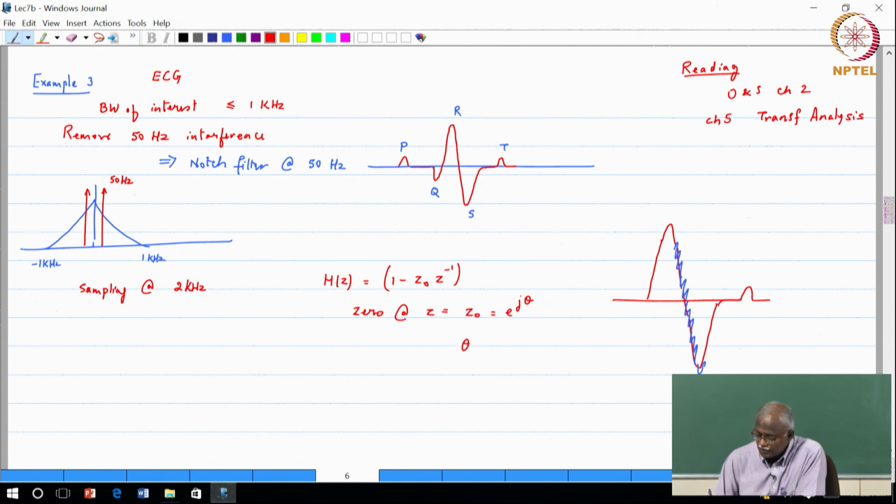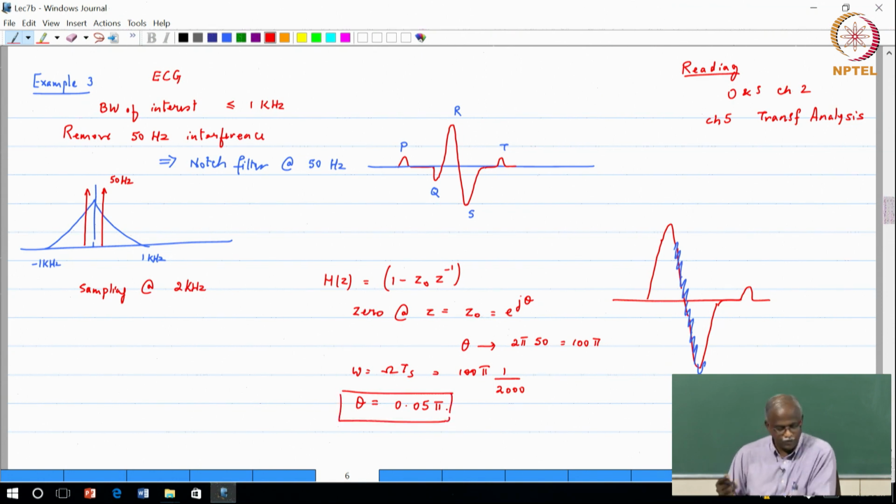Theta corresponds to the 0 location, which must correspond to 2 pi times 50 hertz. So, that is 100 pi if you look at it in continuous time. Now, this is actually getting sampled into the discrete time domain. So, omega is equal to Omega times Ts. So, that would be 100 pi times the sampling period, which is 1 by 2000. So, this in the discrete time basically says that theta must be at 0.05 pi. So, pi by 20, whatever that you just can locate.